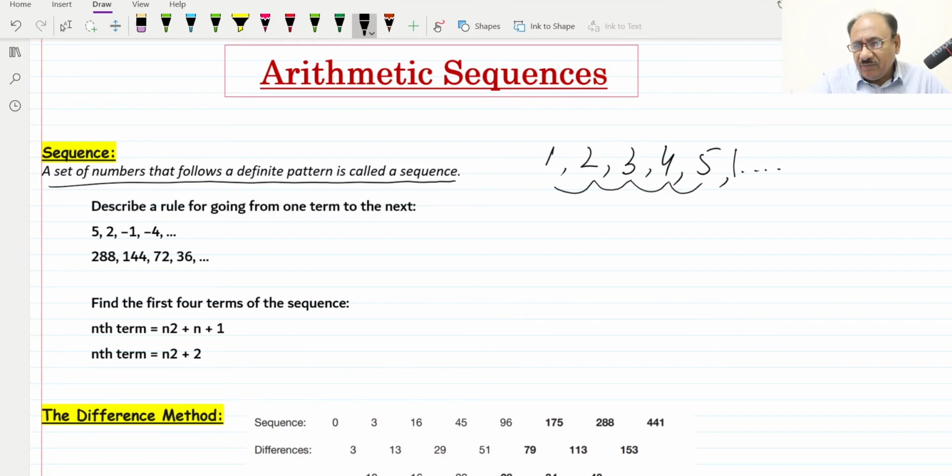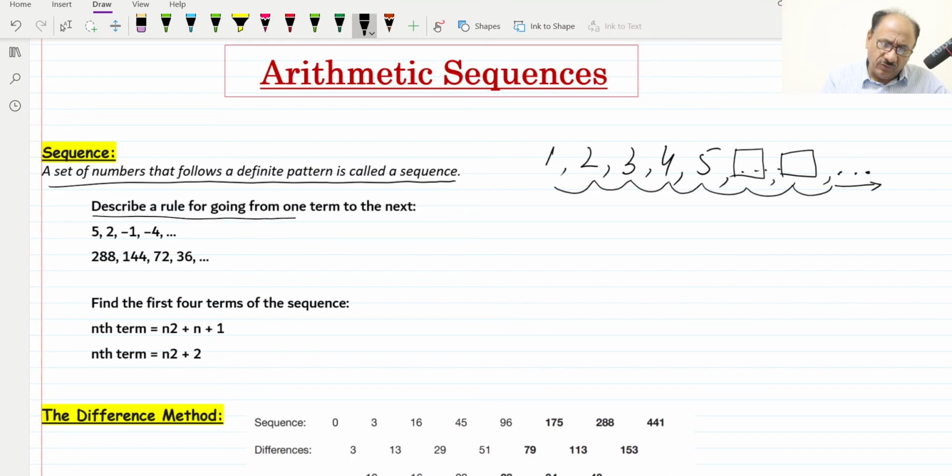So we can find next terms if required. By following the same rule, we can find the next terms. And after the last term, we put at least three dots, which means "and so on". It is continuing, it's never ending. For example, we have taken two sequences here. We have to describe a rule for going from one term to the next term.